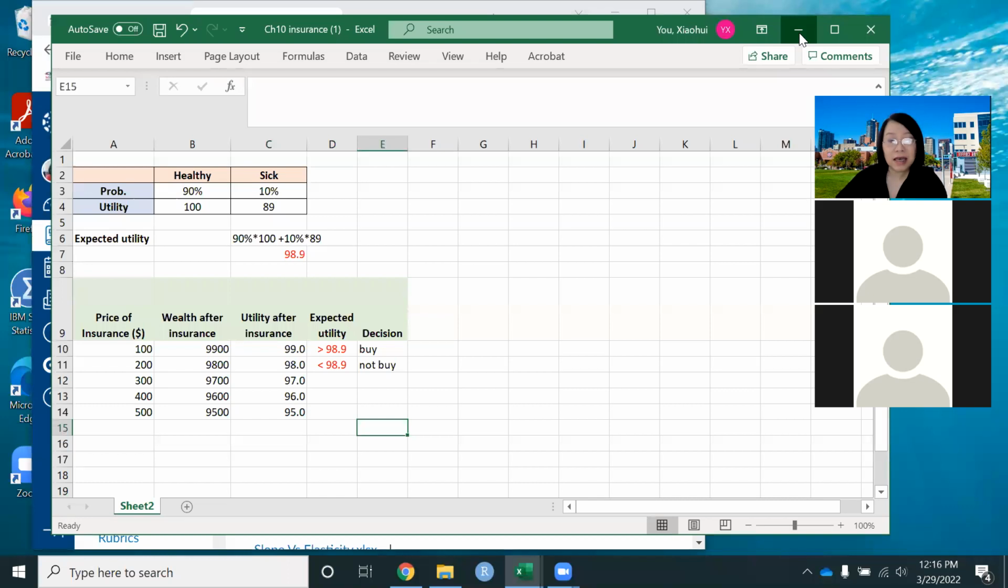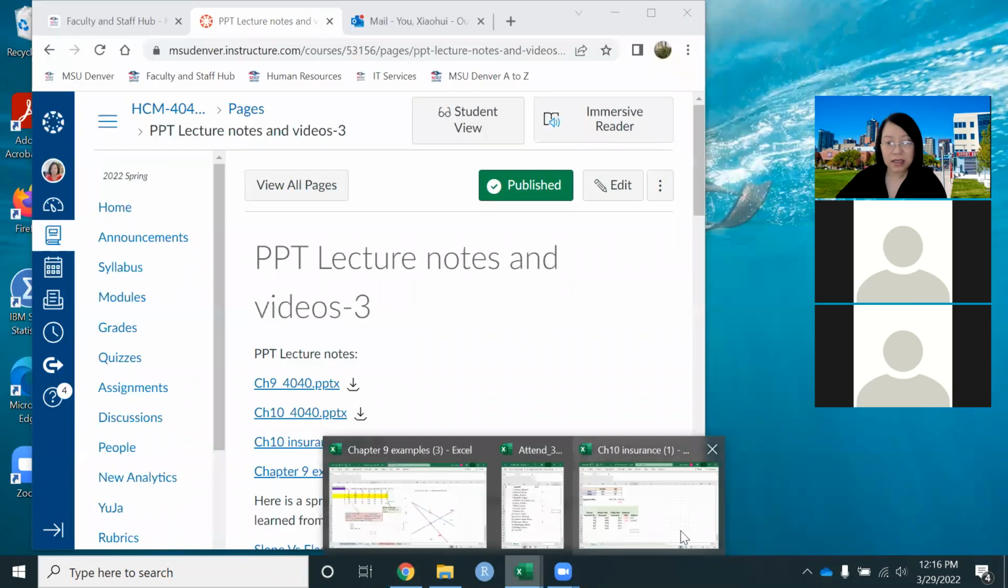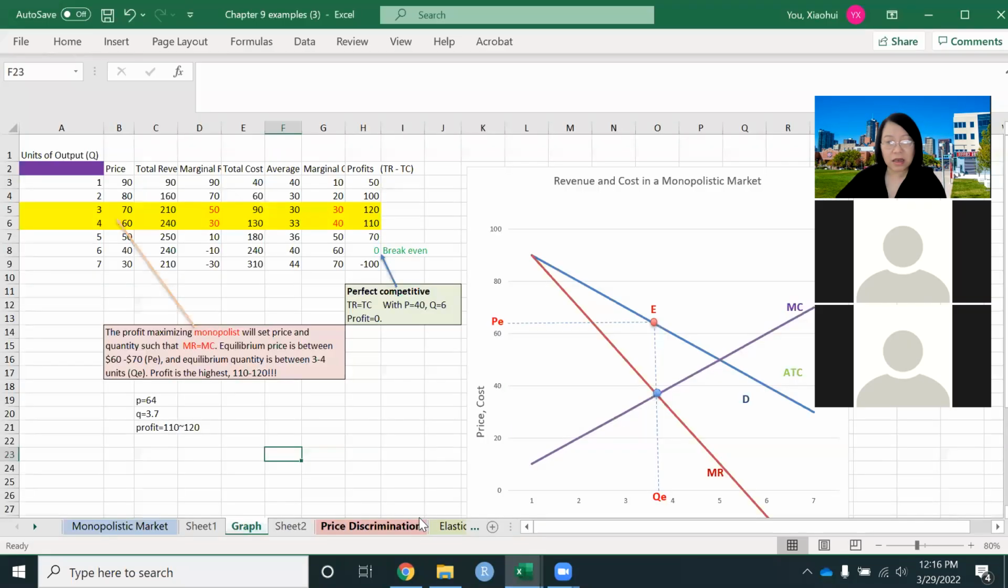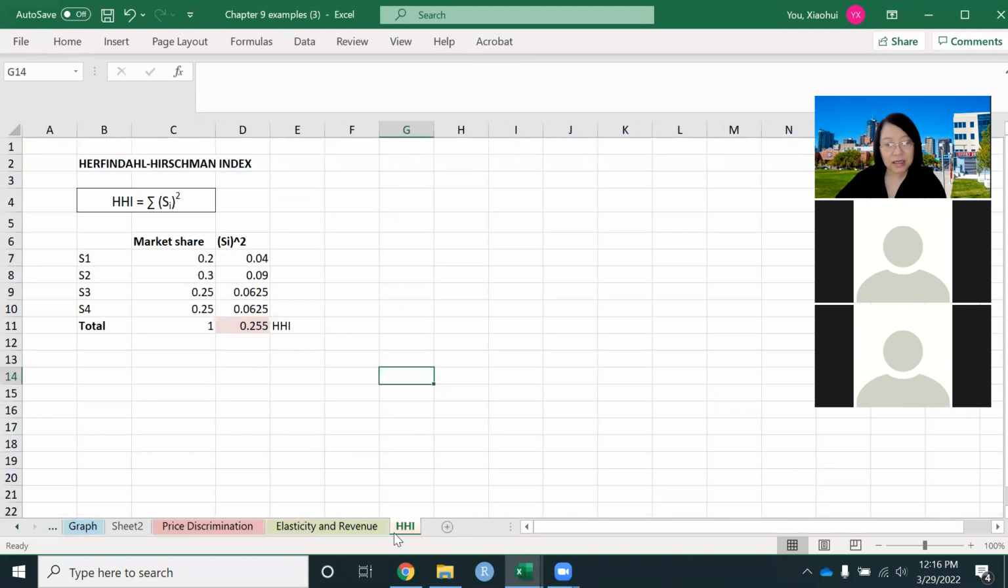Okay, and another question is still in Chapter 9, and there is the Herfindahl-Hirschman index. So let's look at how to do the calculation for the Herfindahl-Hirschman index. This is the formula for the Herfindahl-Hirschman index.